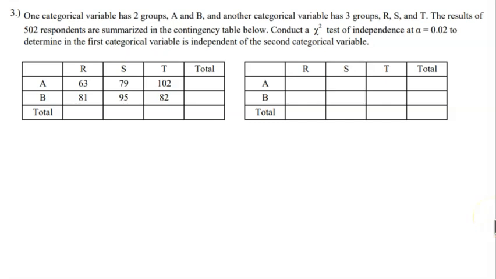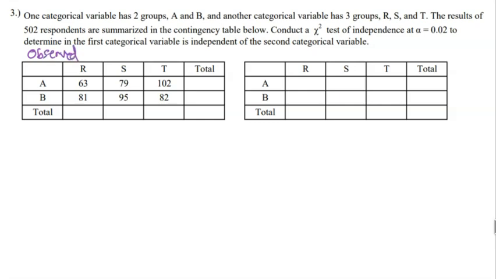All right, so we're going to do an example of a chi-squared test of independence hypothesis test. We have this question. It says one categorical variable has two groups, A and B, and you can see they're represented here. And another categorical variable has three groups, R, S, and T, and they're represented here, R, S, and T. The results of 502 respondents are summarized in the contingency table below. This is the observed contingency table.